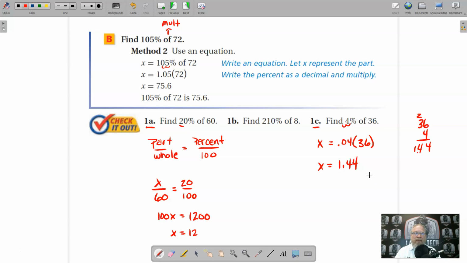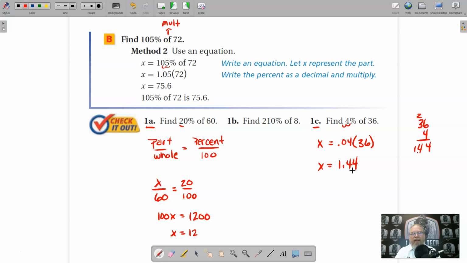Because I had that whole decimal moving thing, right? So let's think about this. 4% is what we're looking for. Well, 10%, I know that 10% of 36 would be 3.6. And so I have 1.44 here. 4% is just a little less than half of 10, and 1.44 is a little less than 1/2 of 3.6. So my decimal seems to be in the correct place.